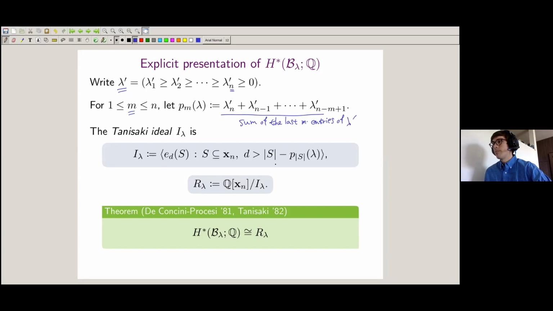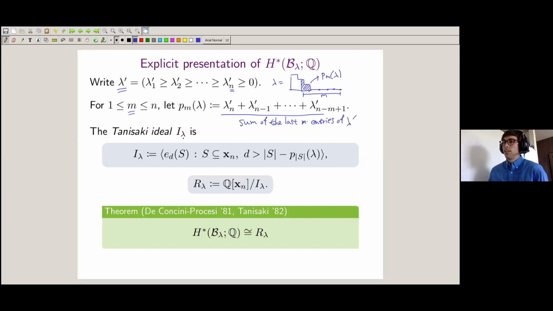And you can visualize this by taking your partition lambda and tacking on enough empty columns to make it have n columns, and then counting m columns from the right and counting up the number of boxes in those columns. The number of boxes is this statistic P sub m of lambda.